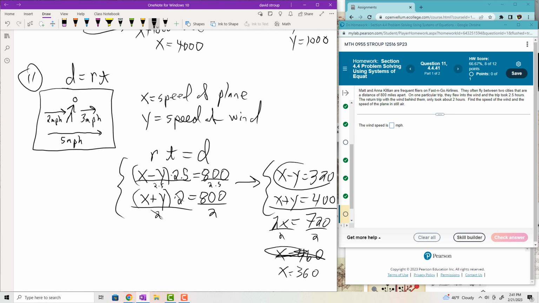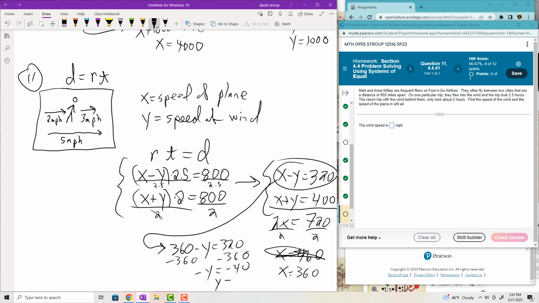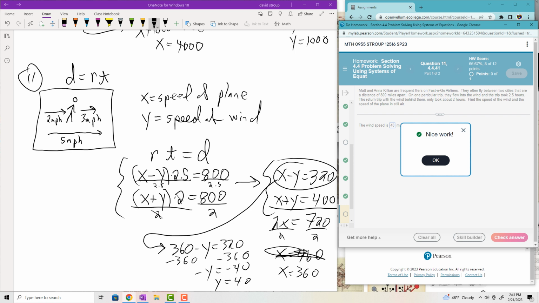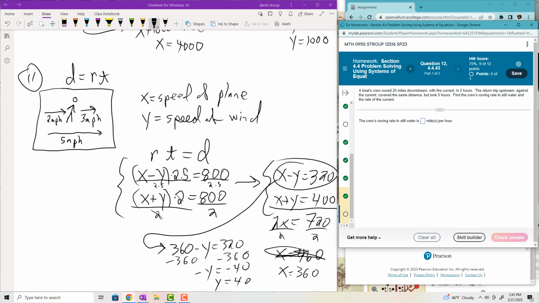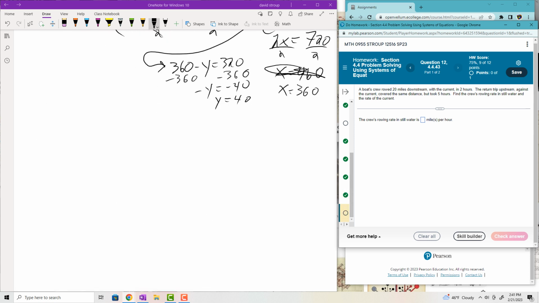And then back substitute, so I'm going to use this equation. So 360 minus y is 320. Move the 360, so you get minus y is negative 40, and then multiply both sides by negative 1. So the speed of the wind is 40, which again is reasonable. If the speed of the wind was 1,000,000 miles per hour, you would question that. So always keep your senses in check. Does this make sense?